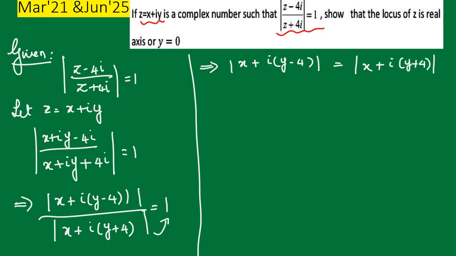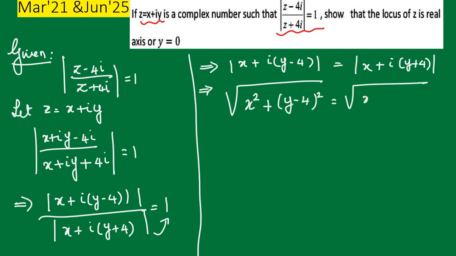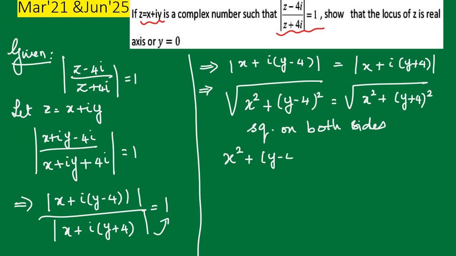We know the modulus of z is root of x square plus y square, that is root of real part square plus imaginary part square. So the real part is x square plus the imaginary part is (y minus 4) the whole squared, is equal to root of x squared plus (y plus 4) the whole squared. Now squaring on both the sides, in order to remove the root, we square on both the sides. So squaring, we get x squared plus (y minus 4) the whole square is equal to x squared plus (y plus 4) the whole squared.